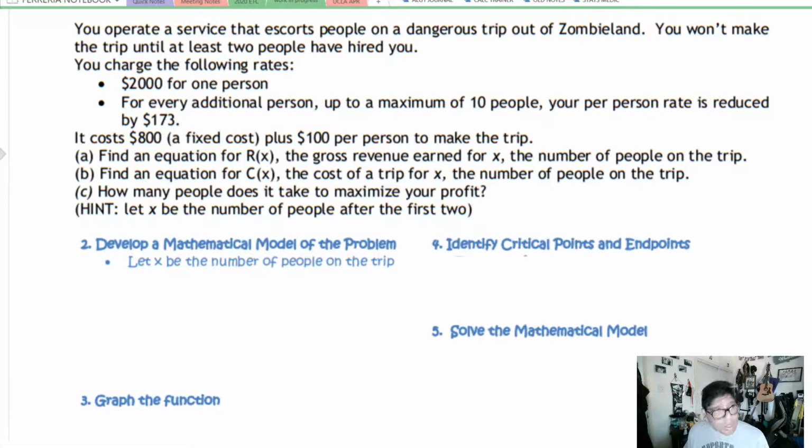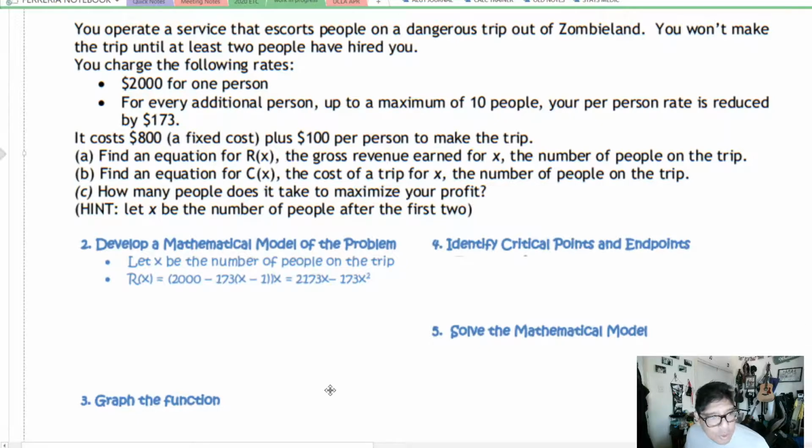multiplied by 3. So I'm taking that 173 and I'm multiplying it by 1 less than the number of people on the trip. So if 5 people go on the trip, I'll multiply 173 by 4. And then I'm going to subtract that number from 2,000. And then I'm going to multiply that by the number of people on the trip.